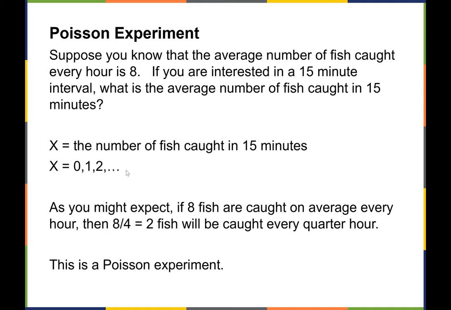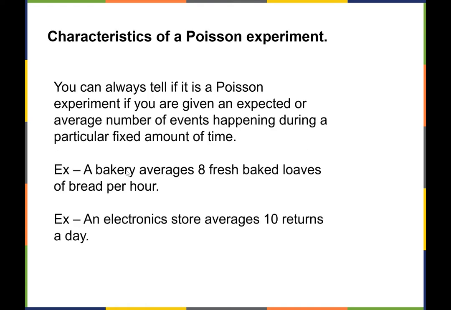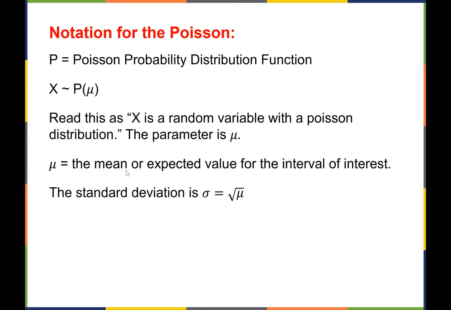This situation that we've described here is what is called a Poisson experiment. So, what are some characteristics of a Poisson experiment? You can always tell if it's a Poisson experiment if you're given an expected or average number of events happening in a fixed amount of time. That's really always the setup. For example, a bakery averages 8 fresh baked loaves per hour, or an electronics store returns 10 items per day. So it's an average number of events happening in a fixed amount of time.